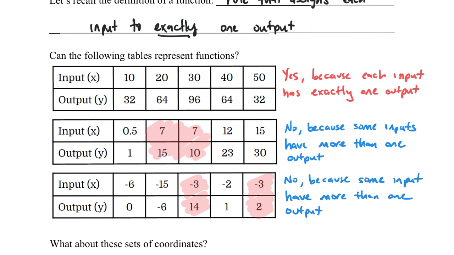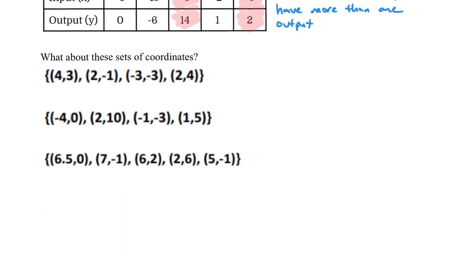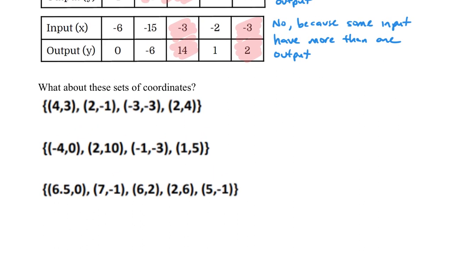Okay, so we're pretty good at this by looking at a table, but let's look at some other representations. So right here, this is not in table format, but this is essentially the same thing. Each of these, and we look at the table, each of these is a point. Each column is a point where this is the X and this is the Y. So when I look here, these are also points. We could list these in a table if we want to. But what we want to do is check to see if each input has exactly one output.